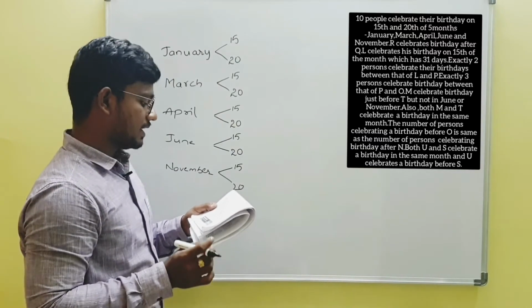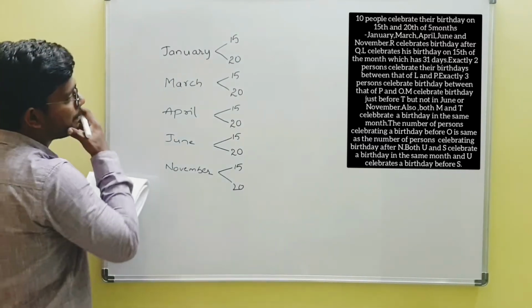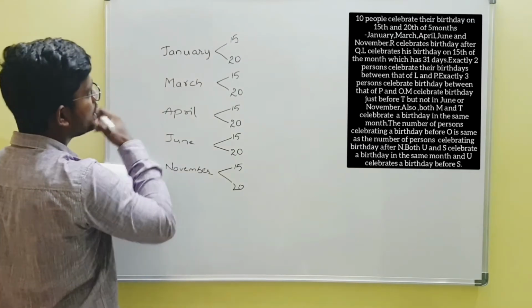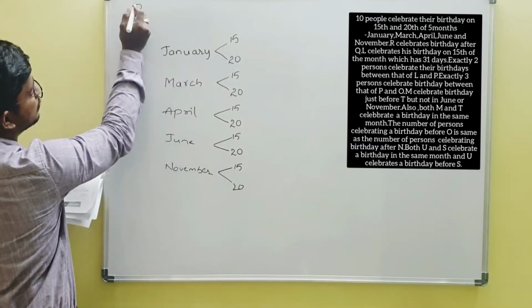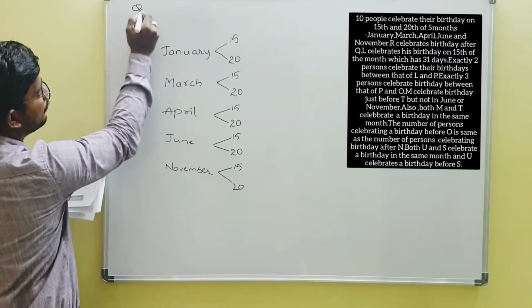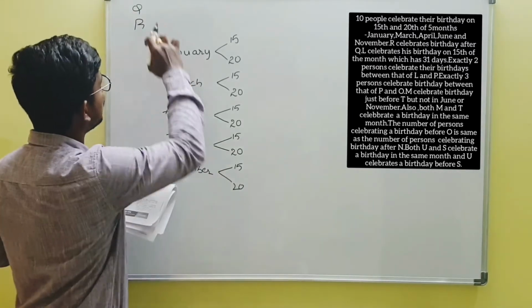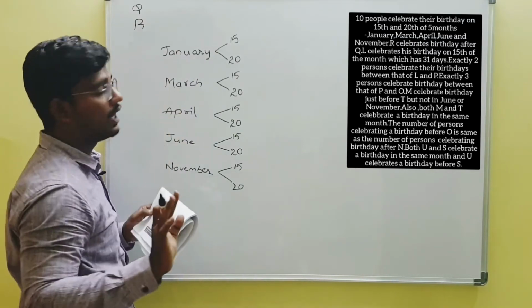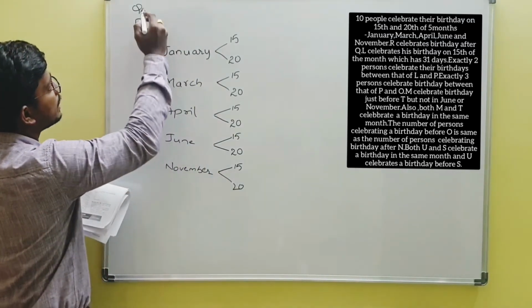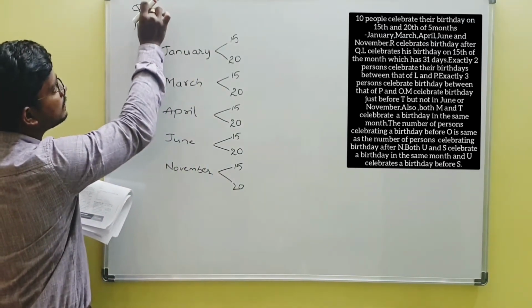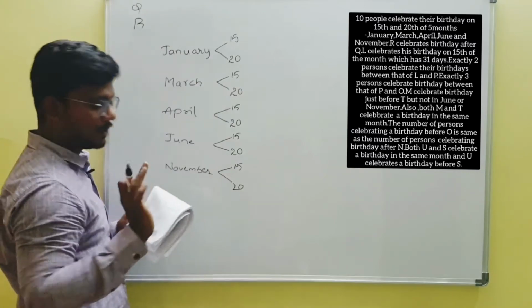R celebrates birthday after Q. It means Q celebrates his birthday first, and after Q, R will celebrate his birthday. But it is not given how many members are there in between Q and R. It is only given that after Q's birthday celebration, R celebrates his birthday.